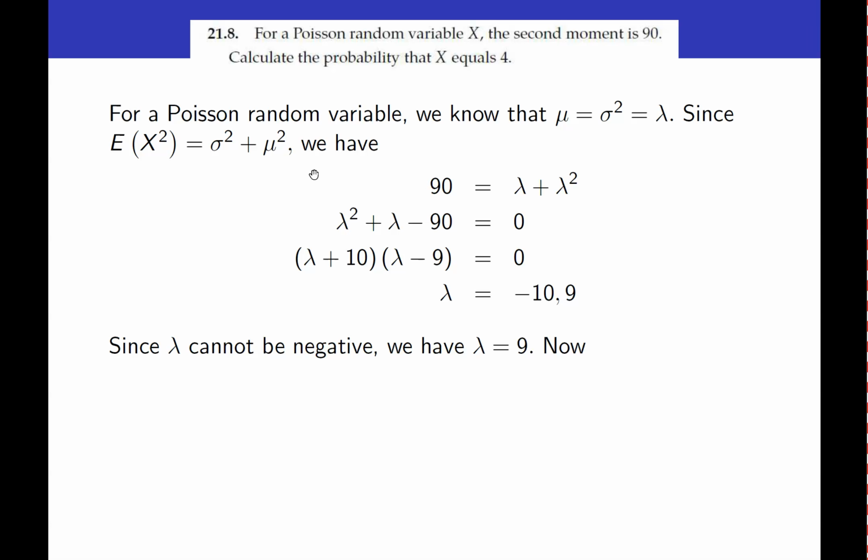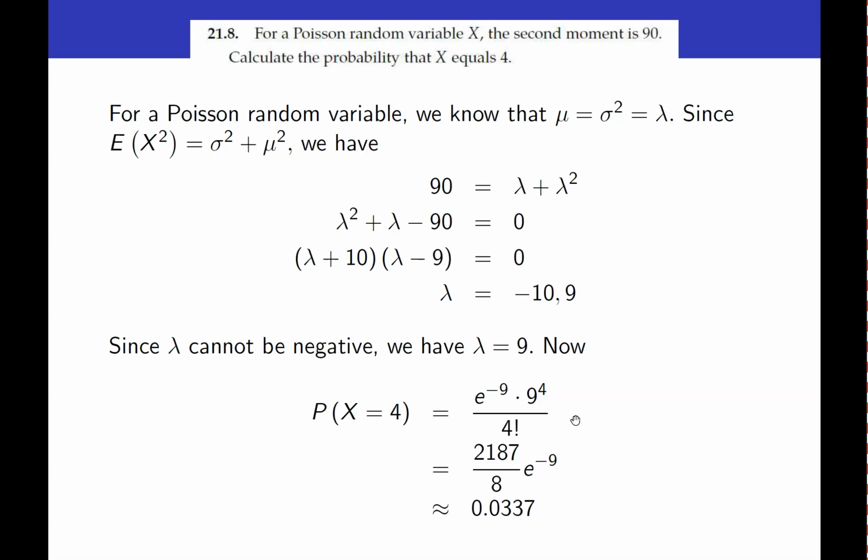So now we can answer the question that we were asked. The probability that X is equal to 4 is, again, just plugging directly into our PMF. Lambda is 9, x is 4, and we get 2187 over 8, e to the negative 9. And if you really don't like that number, you can convert it to a decimal to get about 0.03334.